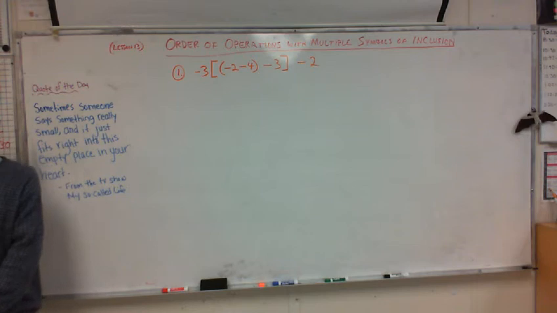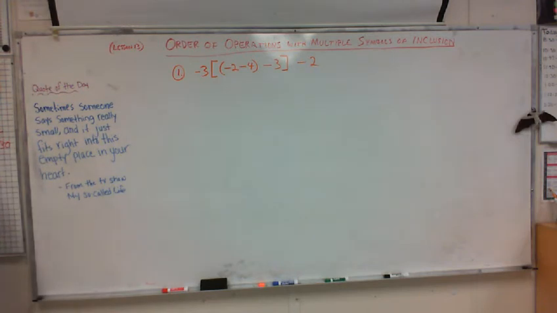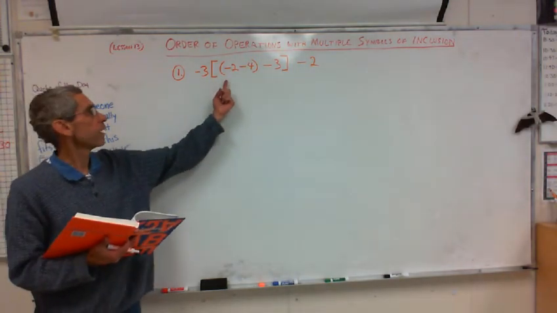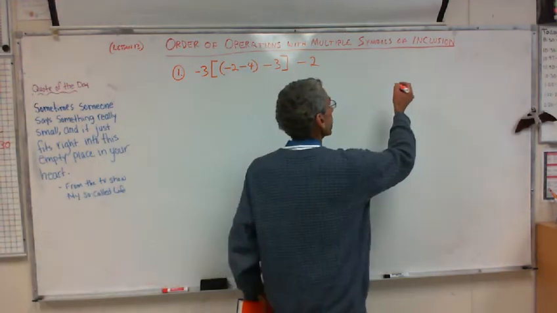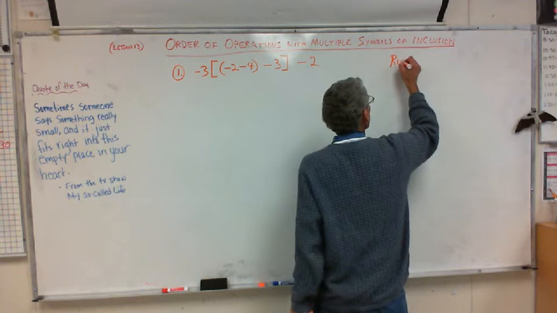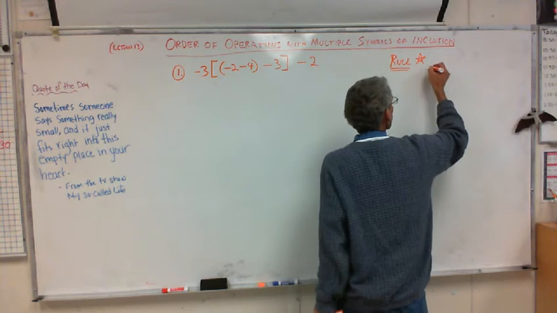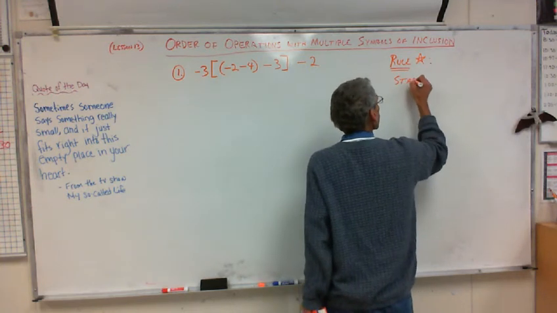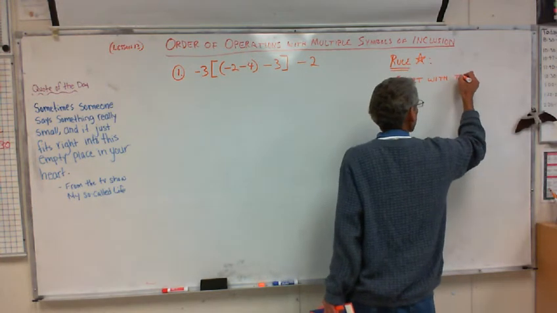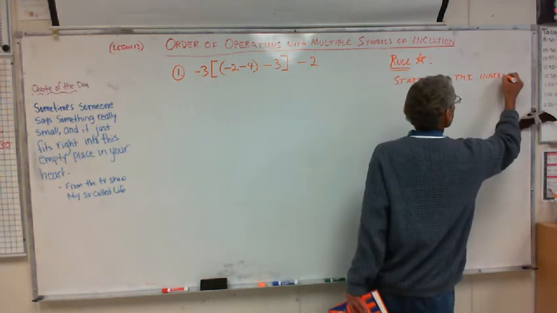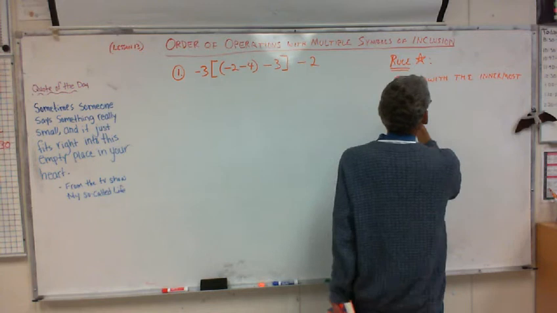No, just write it down because I'm going to talk about it for a second. There is a rule that is critical when you're using multiple symbols of inclusion. What does multiple mean? Like more than one. Are there more than one in this? Yes, we've got the brackets and the parentheses. And there's this rule that is so important. Maybe it's like start with the parentheses first. Okay, this is it. Start with the innermost. Innermost. Start with the innermost.